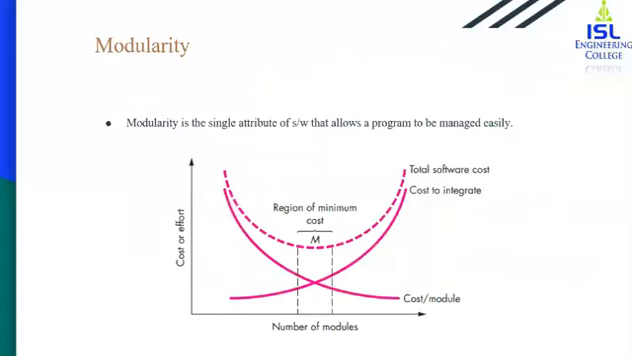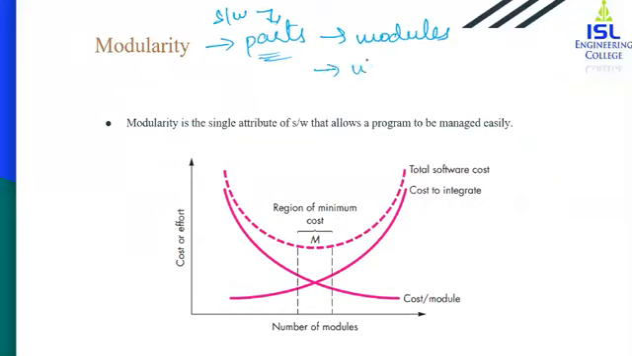Then the next one is modularity. Now, what is modularity? Modularity means you're breaking down the software into different parts. These parts are called your modules. Why are you breaking down the entire software into different parts? So that you can easily work on them. When these different parts are done, at the end you can integrate them and form the main software. So modularity is a single attribute of software that allows a program to be managed easily.